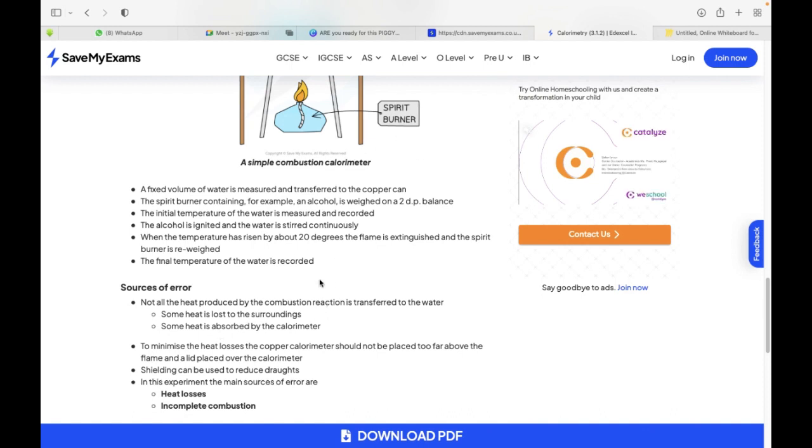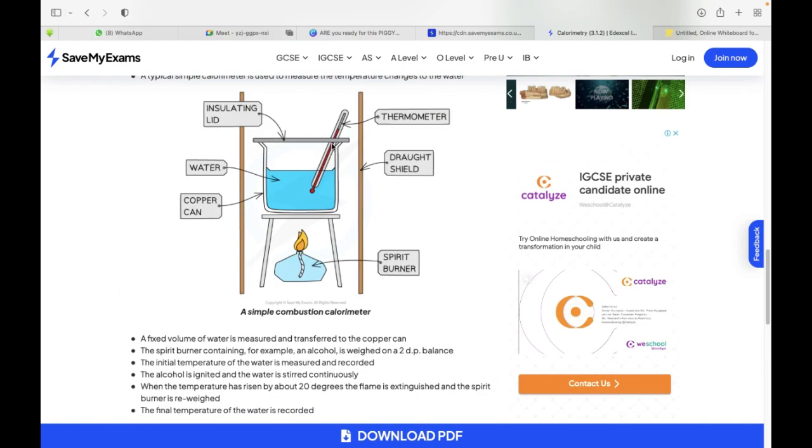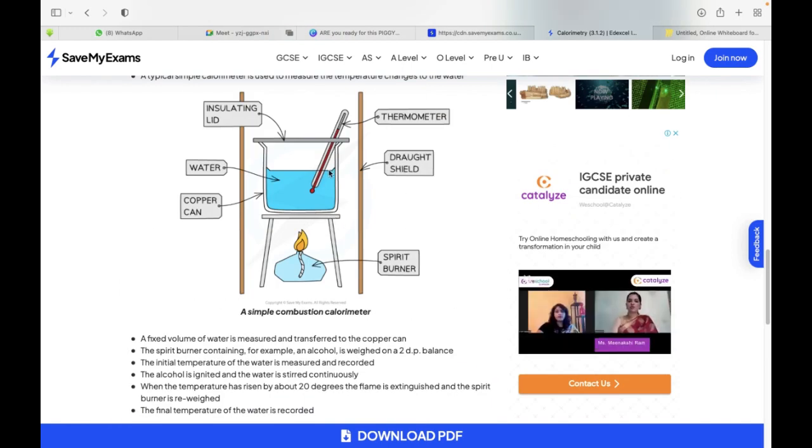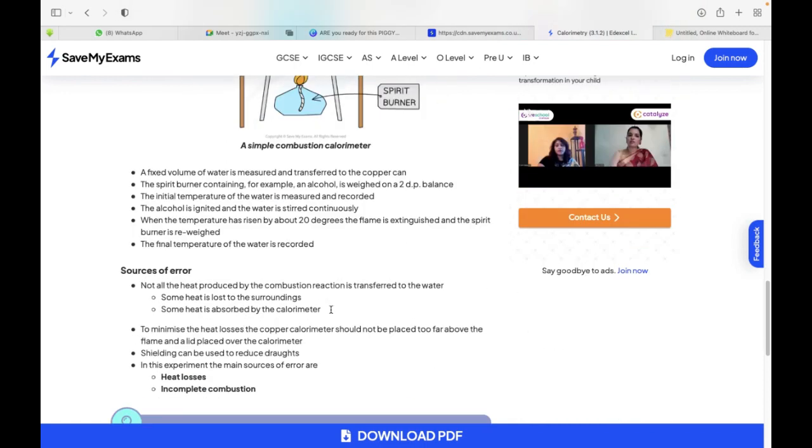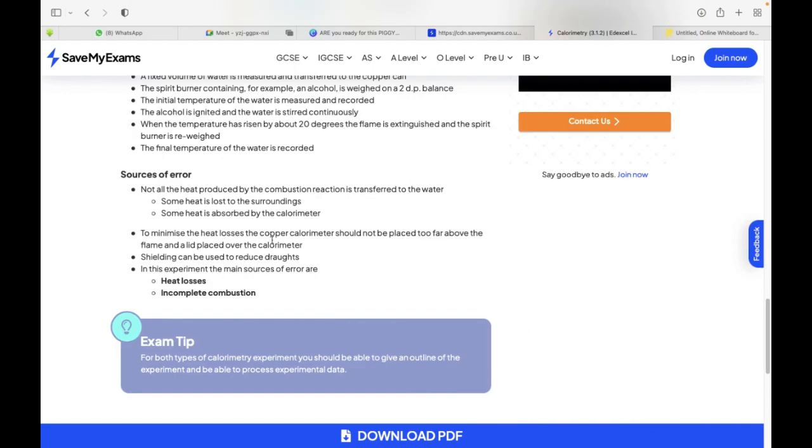You lose some heat to the surrounding, and some heat is absorbed by the calorimeter itself. This conductor, this can itself, absorbs some. Not all of the heat went into the water. So some is lost to the surrounding, and some is absorbed by the calorimeter itself.